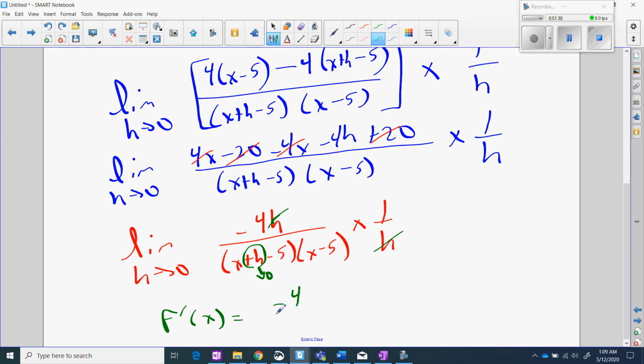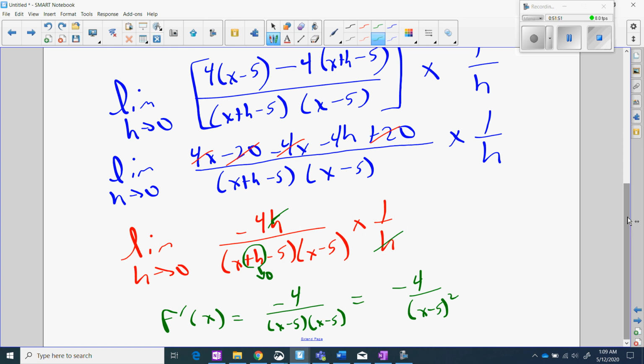Negative 4 in the top. That's all that's left across the numerators. This became 0, so now I have x take away 5, and I've got another x take away 5 right beside it. Well, why don't we write that as negative 4 over x take away 5 squared. Beautiful. We did the derivative.